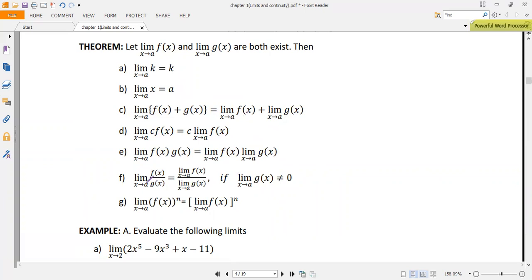And the fifth one is the limit of the product of functions is the product of their limits. And the sixth one is the limit of the quotient is the quotient of the limits, provided that the limit of the denominator is different from 0. And the limit of the power is the power of the limit.